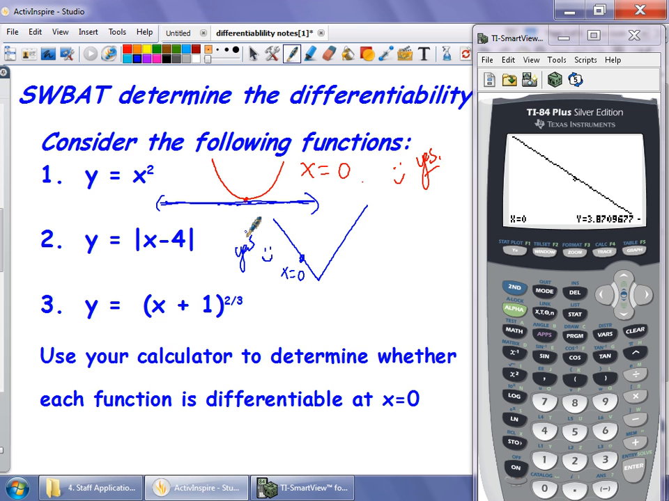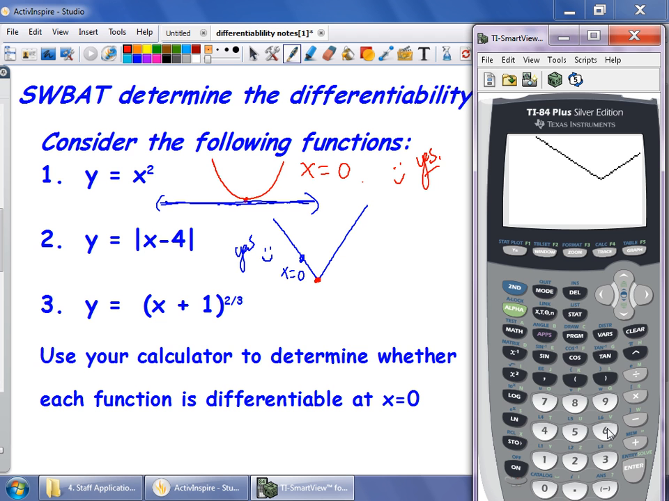However, let's take a look now at the vertex of this absolute value, which would be x equal to 4, and let's zoom in and see what happens there. So let's go back to a standard viewing window, and let's go to Zoom, and let's move the cursor over to the vertex as close as we can get it. So either one of those I think would work, and press enter.